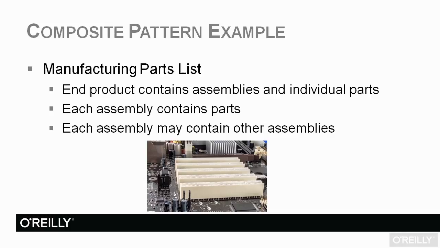So for our example, instead of the classic org chart, I thought we might do a manufacturing parts list. So each of our end products contains a number of assemblies. For instance, that circuit board down there. If we're going to be building computers, we have a chassis, we have circuit boards, we have RAM, we have hard drives, DVDs if we're not Apple. So there are a number of different assemblies and individual parts that go into the making of a computer. And each one of those assemblies, of course, may contain parts. A power supply contains a transformer and cable, and each assembly may also contain other assemblies. So for example, the display can also contain a screen assembly.